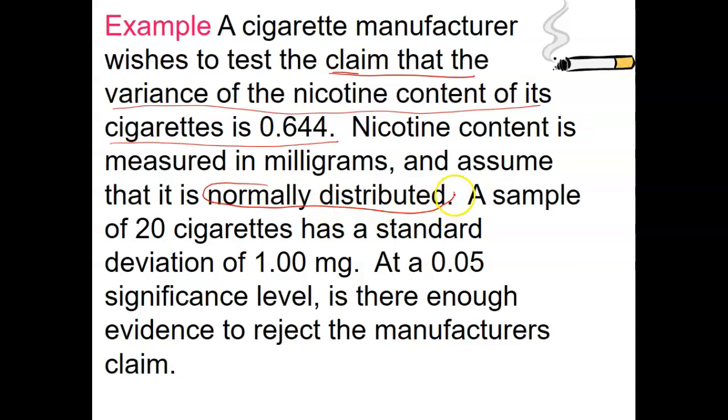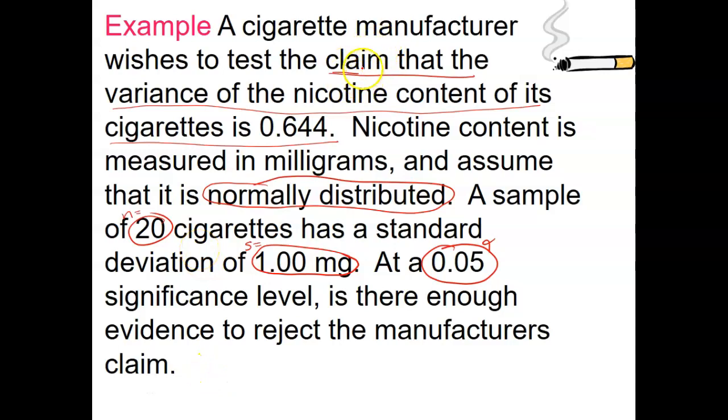So that's important. A sample of 20 cigarettes, so that's our n, has a standard deviation of 1 milligram. Okay, so this is our s. It's an s because it's coming from the 20 cigarettes that were sampled. It's not coming from the population. Okay, at a 0.05, so this is our alpha significance level, is there enough evidence to reject the manufacturer's claim?